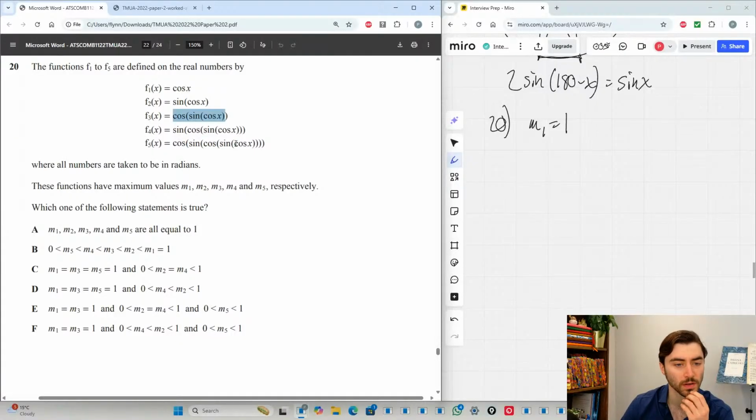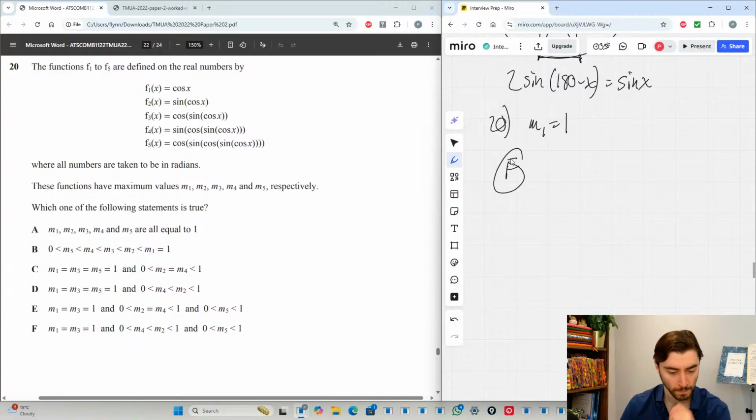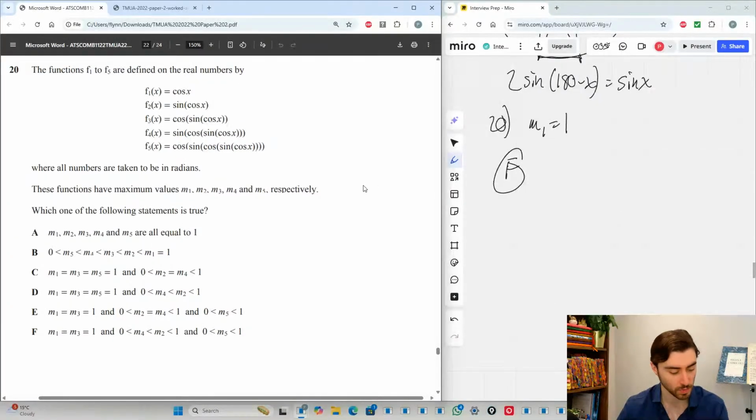So can I get cos of 0? So if that is pi over 2 again, then that is 0, sine of 0 is 0. Oh no. So I think we're talking about E or F then. And then we only need to consider M2 versus M4. I don't think they'll be the same. I've got 2 minutes. I'm going to go for F on 20. And then I'm going to go back to 12 or 9.